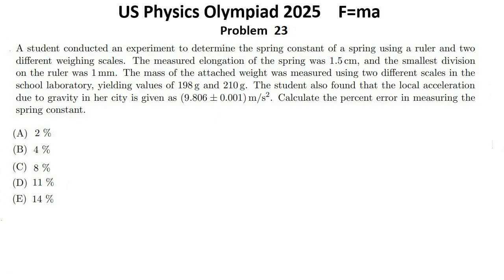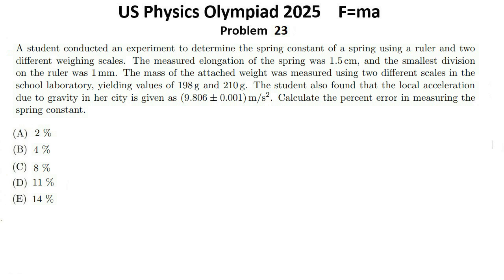Problem 23. The student conducted an experiment to determine the spring constant of a spring using a ruler and two different weighing scales. The measured elongation of the spring was 1.5 centimeters, and the smallest division on the ruler was 1 millimeter. The mass of the attached weight was measured using two different scales in the school laboratory, yielding values of 198 gram and 210 gram.